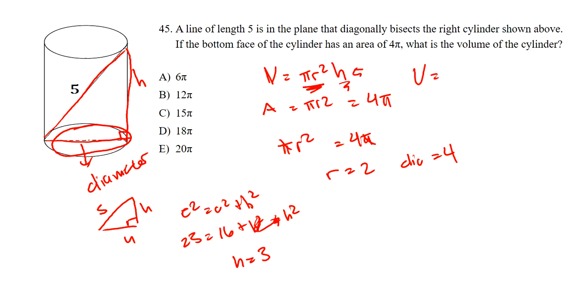So we have v is equal to pi r squared, which we've already said is 4 pi. Multiply that by 3, and we get 12 pi as our answer, and that is answer B.